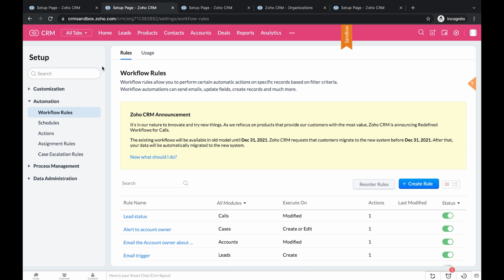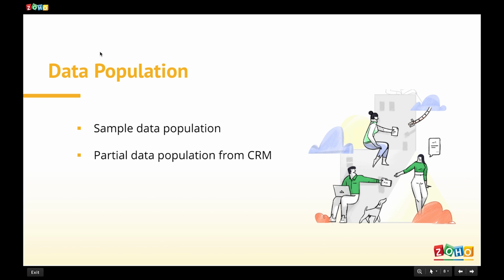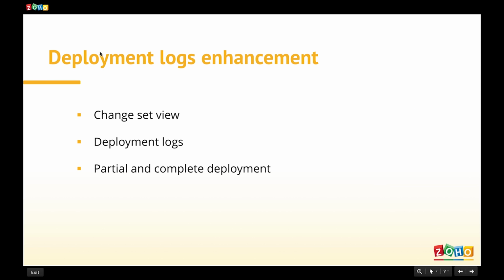Now let's move on to deployment. We have two types of deployment: complete deployment and partial deployment. All the components or items listed in the change set will be deployed in terms of complete deployment. And when it comes to partial deployment, only specific components or items that you select in the change set will be deployed. Speaking of which, what's a change set?